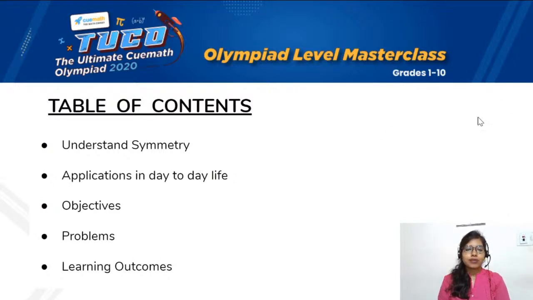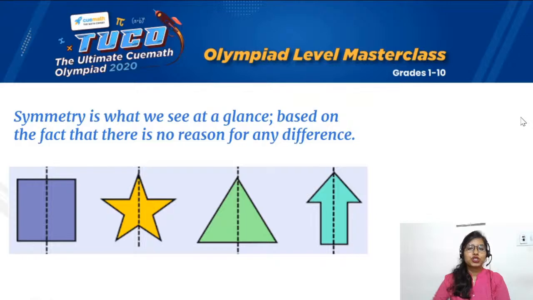So with this, let's quickly proceed with something which is related to symmetry, and this would also help you to understand symmetry in a better way. Okay, so let's see what's written here. It says that symmetry is what we see at a glance based on the fact that there is no reason for any difference. What does this exactly mean? This statement means that symmetry is a condition of an object or of a figure wherein you get back the same image even after trying to overlap them, or even after dividing them, or even after rotating them. It depends on what kind of symmetry you are applying.